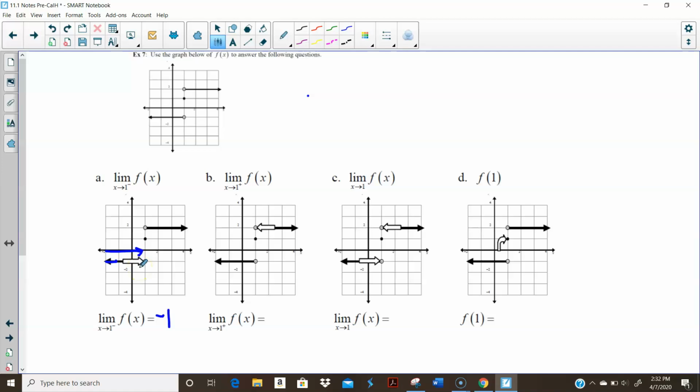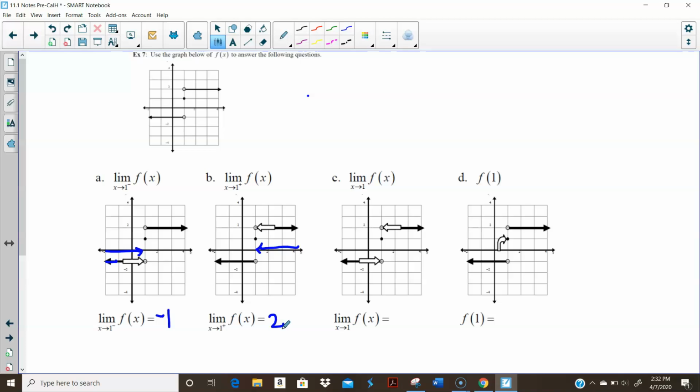Let's look at B. The limit as x approaches 1 from the right. See the little plus means from the right-hand side. So now x is approaching 1 from the right side or the upper bound side. So as x is getting closer and closer to 1, f of x is approaching, that's right, 2.